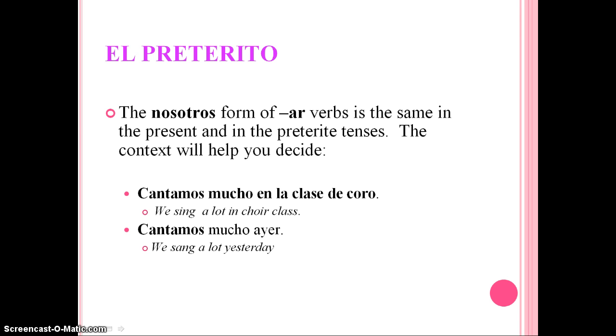So in the example here, we sang a lot in choir class versus we sang a lot yesterday. Both of them say cantamos mucho, but choir class happens every day, so we keep it in the present tense, cantamos, versus yesterday is your keyword, ayer. You know that if you see ayer, it already happened, it's done and over with, so you would translate it in the past, we sang.